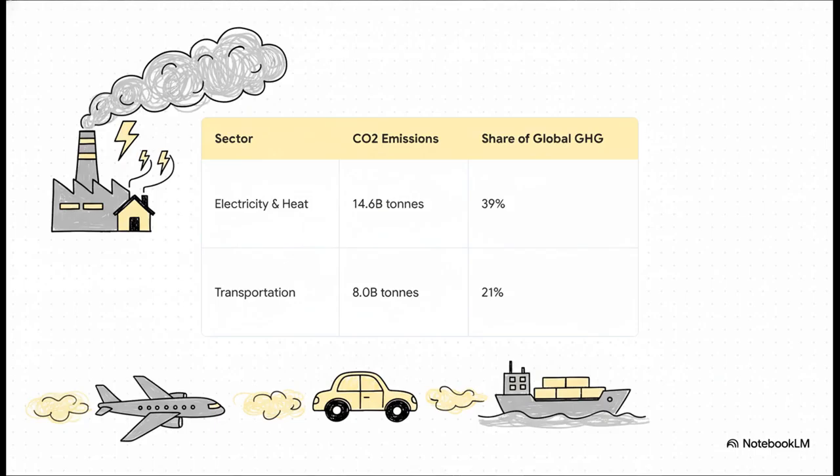And when we look inside that giant 76% chunk, the breakdown is pretty revealing. Two sectors in particular really stand out. First up, generating electricity and heat. That alone accounts for 39% of total global emissions. And second, transportation, moving ourselves and all our stuff around the planet, makes up another 21%. Together, they are the two biggest pieces of the entire fossil fuel pie.